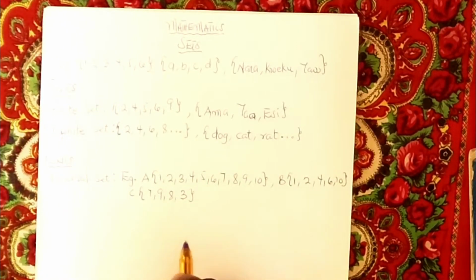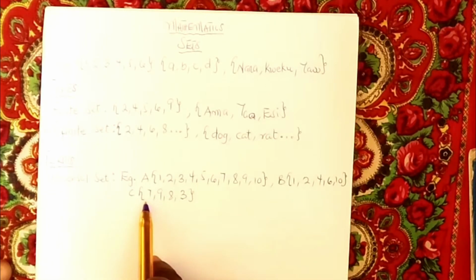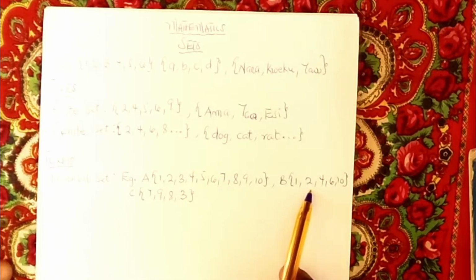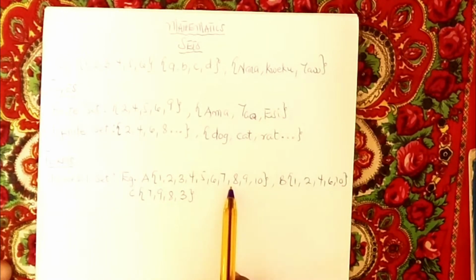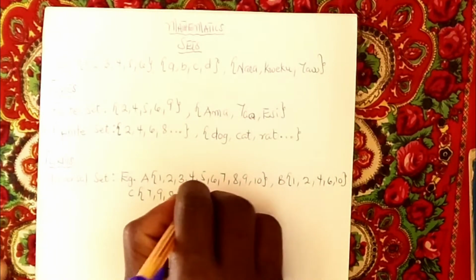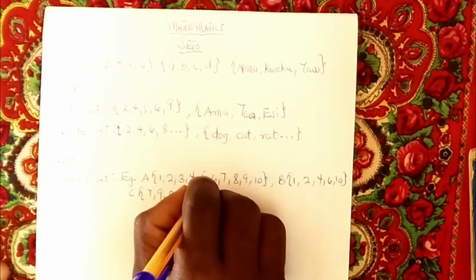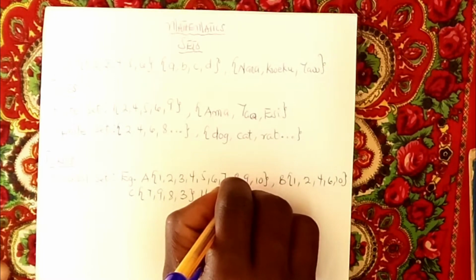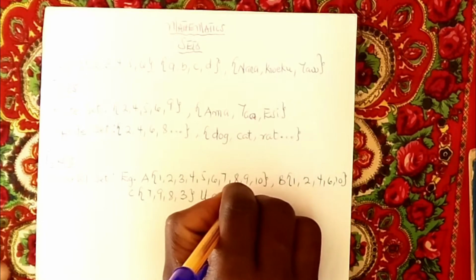From these illustrations, you can find out that the elements of set C can be found in the elements of set A, and the elements of set B can be found in the elements of set A. Therefore, set A is the universal set of both set B and set C, and the universal set has its own symbols, which are a U and this symbol.